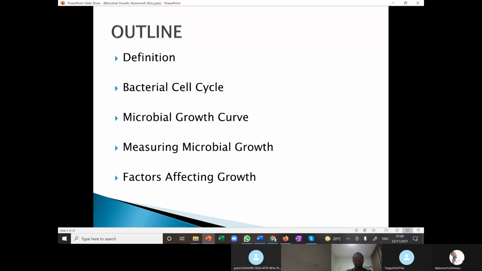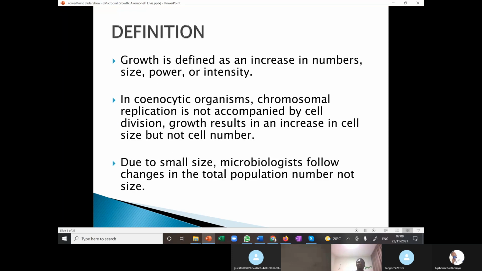And it's indicated to also measure microbial growth. We'll look at the different techniques that are employed by microbiologists to measure microbial growth. Of course, the last topic is not for today: factors affecting microbial growth. That will be the topic for the next class. So let's begin with some definition.